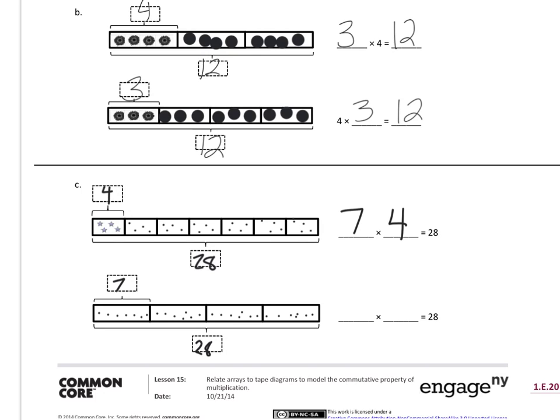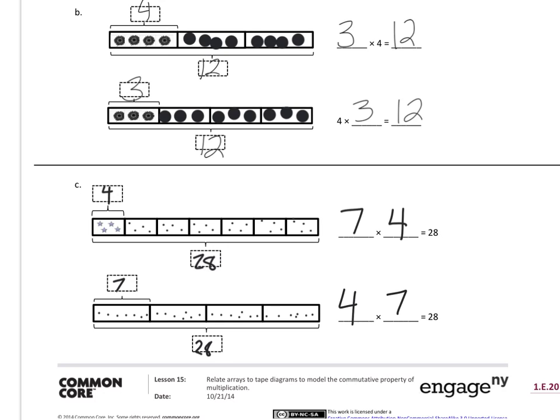All right, let's write our multiplication sentence and we'll be all done with this problem. How many sections do we have? 4 times how many in each section? 7. 4 times 7 equals 28.